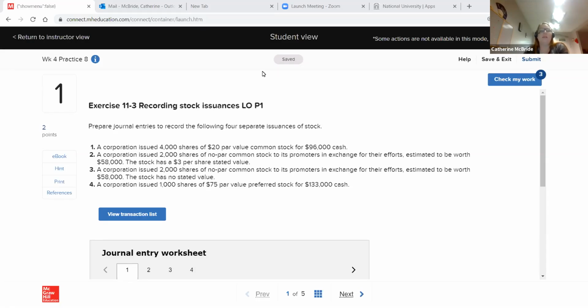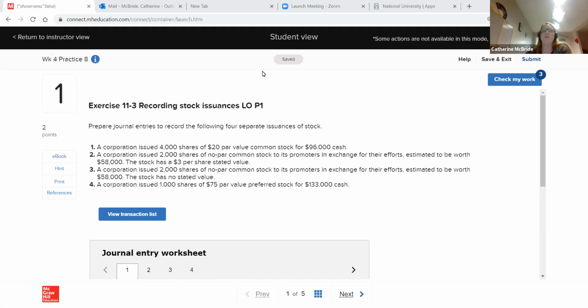Hello class, this is a review of how to post journal entries for the issuance of stock. I know that we haven't talked about it before. I'm sure you've read it in your textbook, but I thought I would just discuss it with you and review it at the same time through working problems.